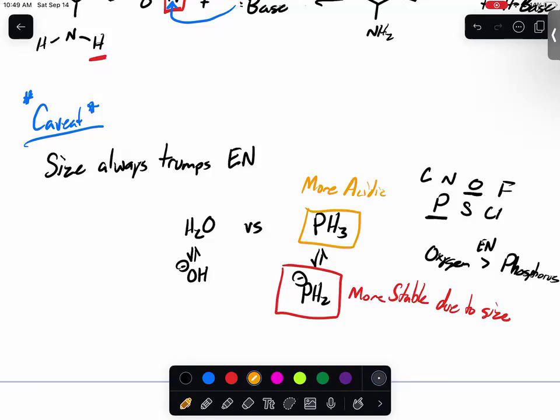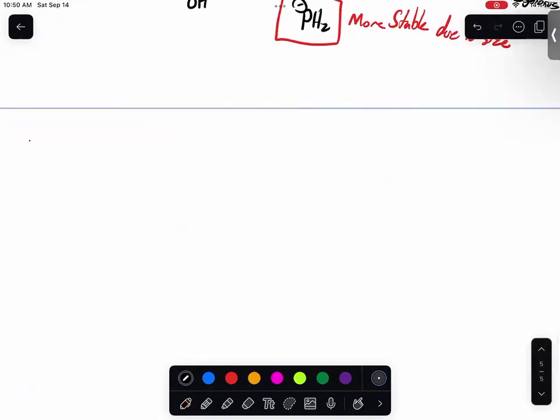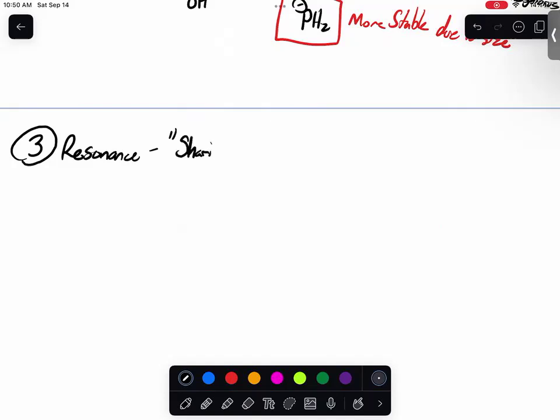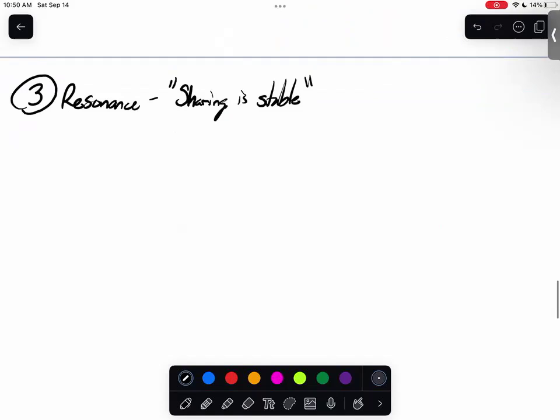So keep this caveat in mind that if you're looking at something that is bigger but less electronegative, it's probably going to beat the thing that is smaller but more electronegative. All right, let's hop on to our third factor, which is resonance. And for resonance, I would say that the best quote that we can use here is sharing is stable. All right. So let's take a look at another example of two different possible acids.